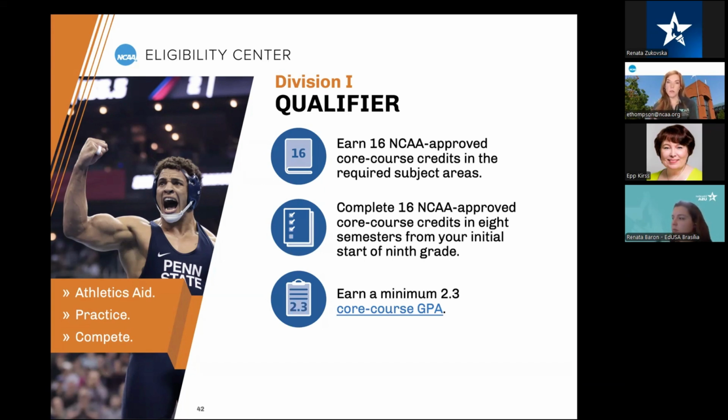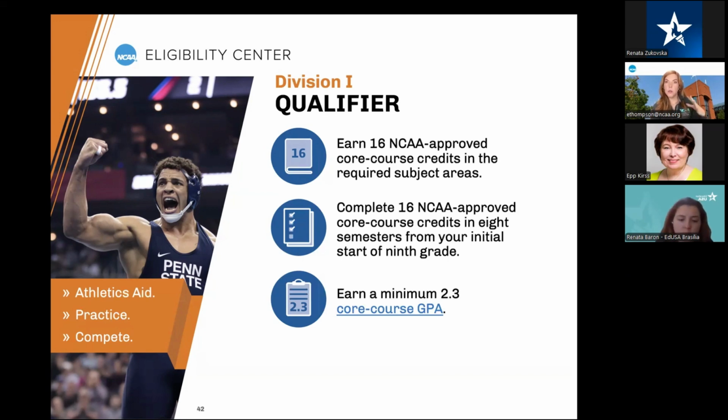But in order to be Division One eligible or a qualifier, by definition, that means that you're eligible to receive your scholarship, which we call athletics aid. You'd be immediately eligible to practice and compete at an NCAA school.